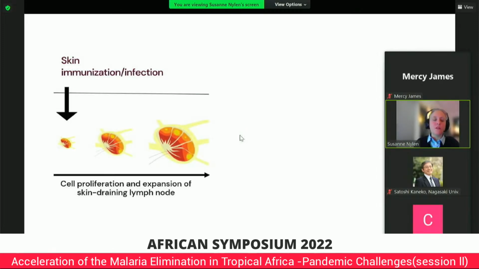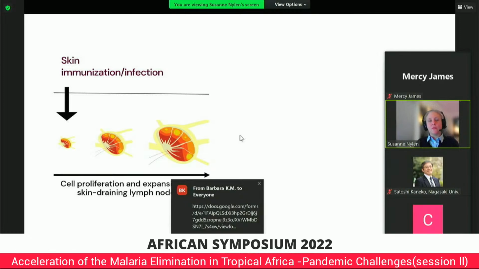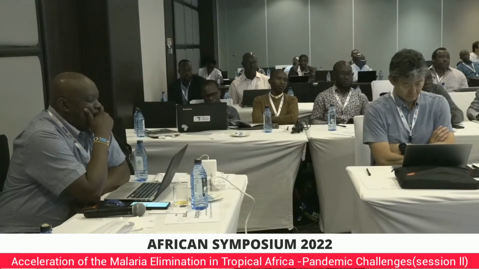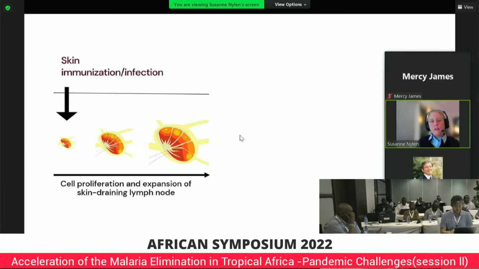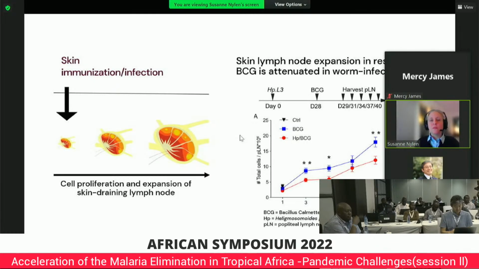When one gives an infection or an immunization in the skin, there will be an expansion of the draining lymph nodes. And this is the site where the initial interaction between antigen presenting cells and T cells, driving the immune response, will happen. But we found again that the expansion of the lymph node was muted when we had worm-infected mice as compared to non-worm-infected mice.